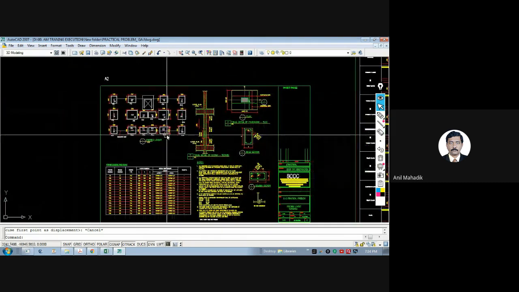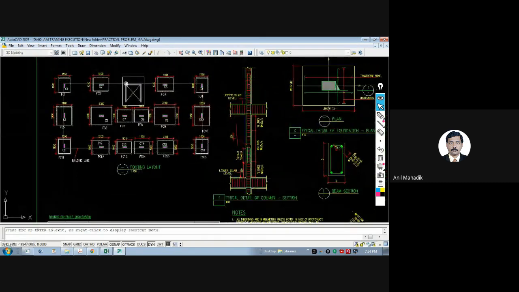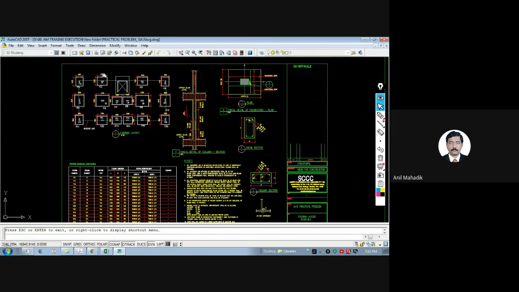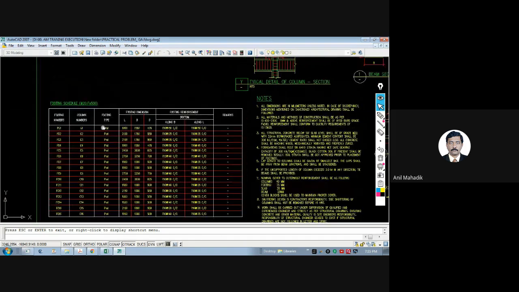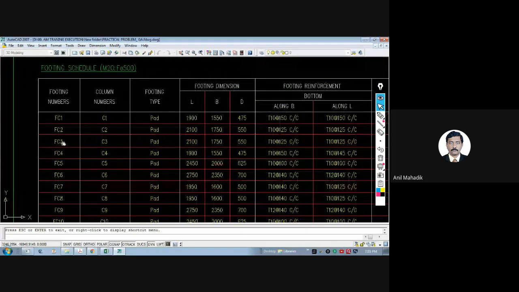So in the foundation drawing, we have a footing layout where all the sizes are mentioned. The sizes we got from the design, either Excel or RCDC. This is the first part. The second part is the schedule of footing. Schedule of footing means the numbers.